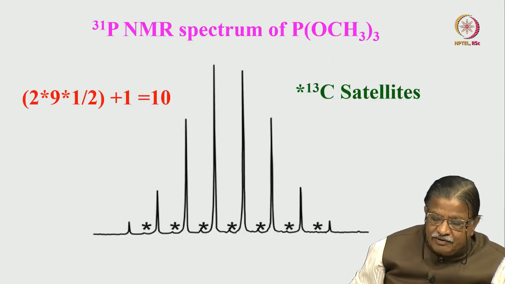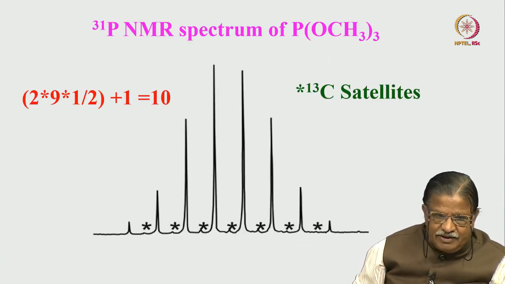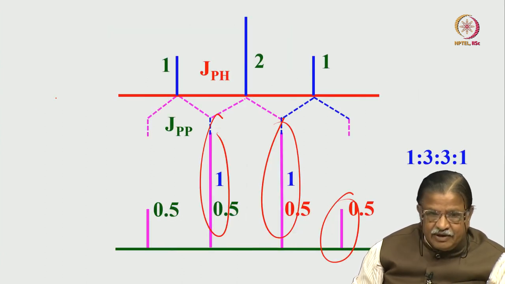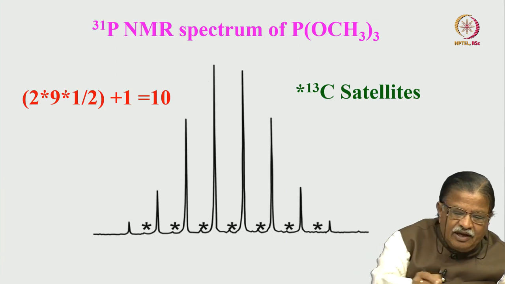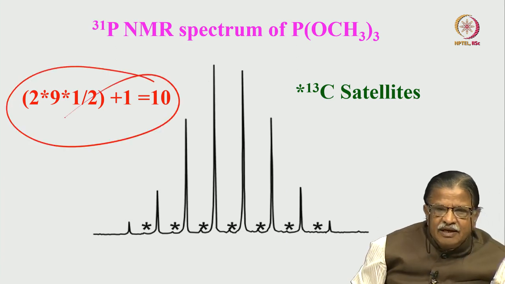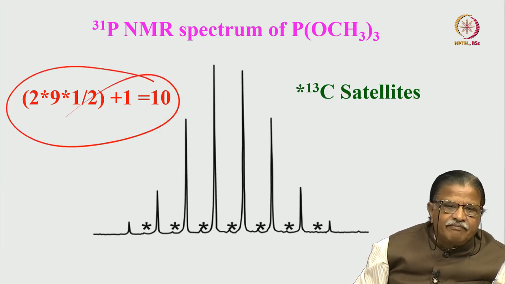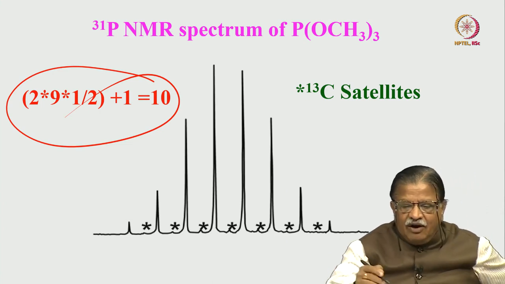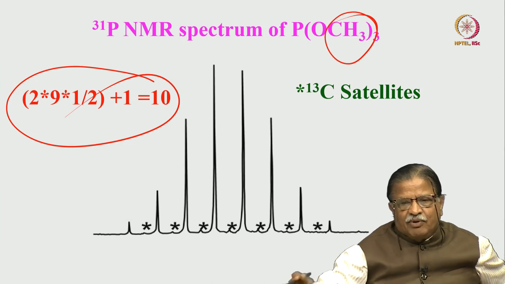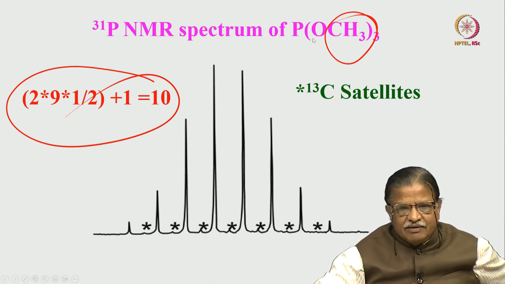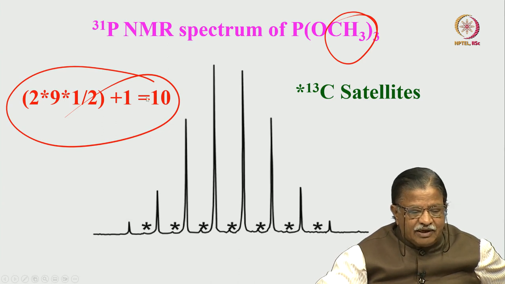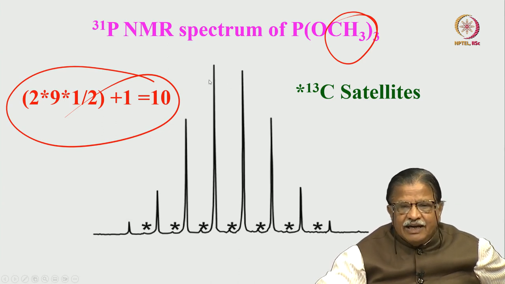We go to the other molecule, POCH3 twice. How many peaks do we expect for this molecule? If I do not tell you how many peaks, if you do not read this, simply you can count the number of peaks. You are going to get 10 lines because all the 9 methyl protons are equivalent. So, if you apply the 2nI plus 1 rule, 2 into 9 into half plus 1, it is going to be 10 peaks.